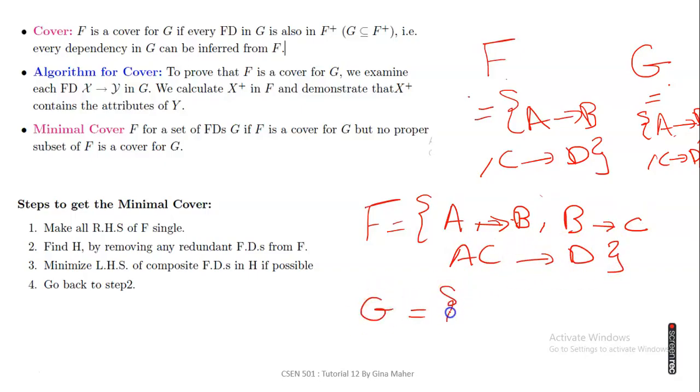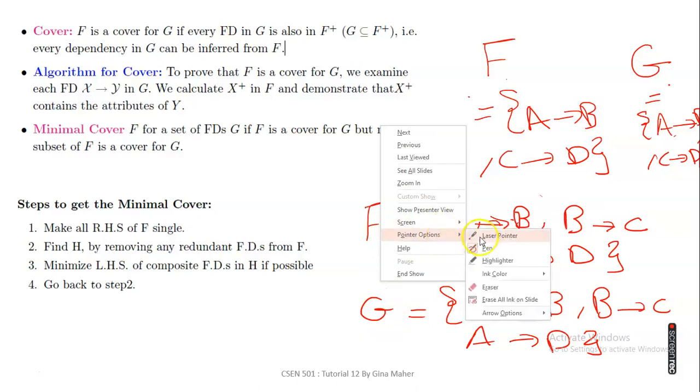and G is made of A implies B, B implies C, A implies D. And we want to check whether F is a cover for G or not. Okay? How to do so?